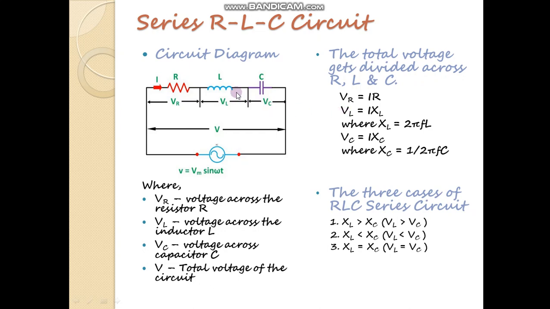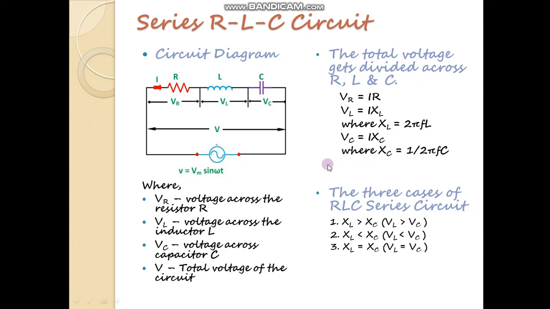VL will be the drop across L, given as I into XL, where XL is the inductive reactance, which is equal to 2 pi FL. VC is the voltage drop across C, which is given as I into XC, where XC means the capacitive reactance, given by 1 upon 2 pi FC.